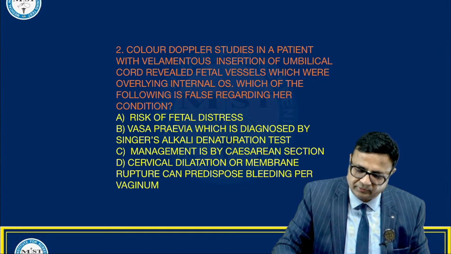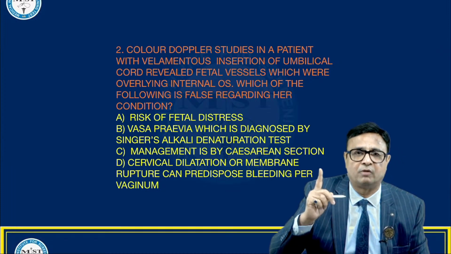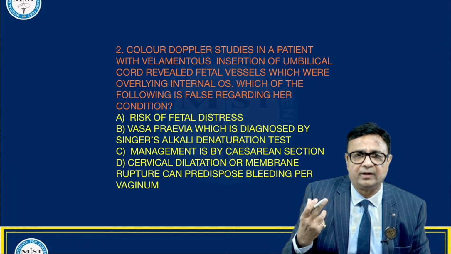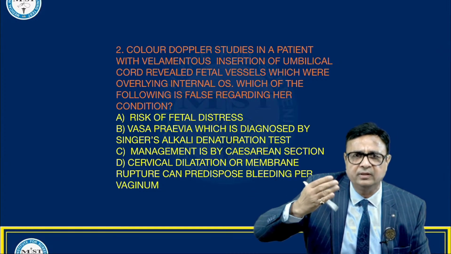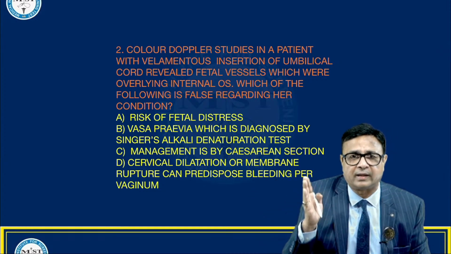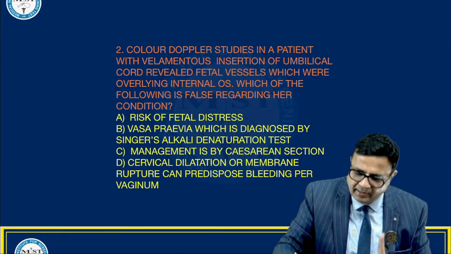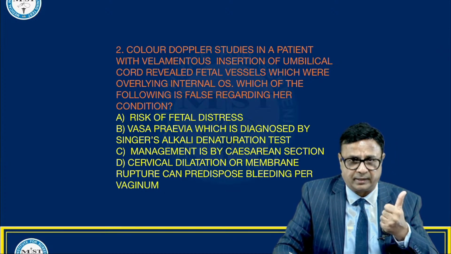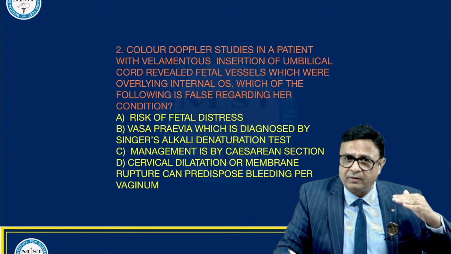So color Doppler studies in a patient with filamentous insertion of umbilical cord revealed fetal vessels which were overlying internal os. Which of the following is false regarding her condition? Option A, risk of fetal distress. That's correct, beta. We discussed it. Vasa previa, which is diagnosed by Singer's alkali denaturation test.